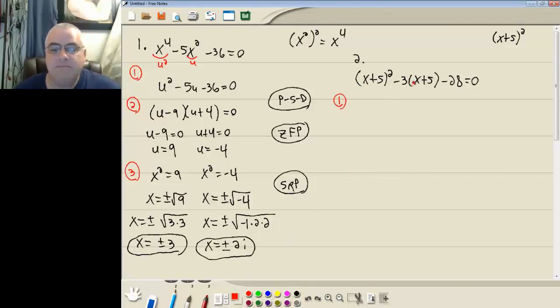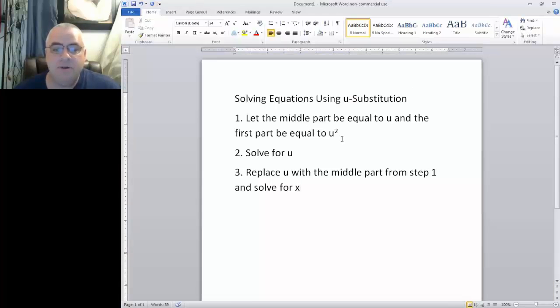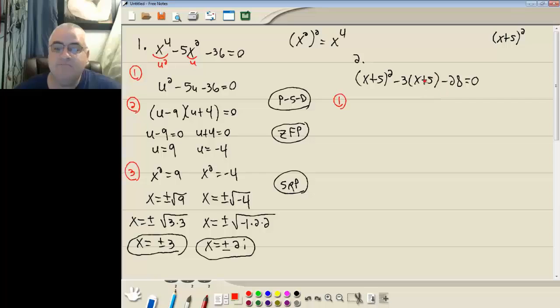So first step, let the middle part be equal to U and the first part be equal to U squared. So here's my middle part. This time it's a binomial. This will be U. Again, it never includes the number in front, the coefficient. And this first part is going to be our U squared. So we're going to rewrite this. This becomes U² − 3U − 28 = 0.